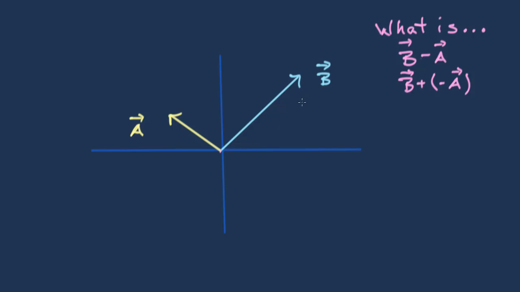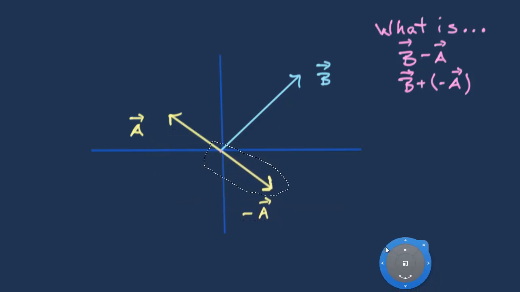There's vector b. Vector a is this. Vector minus a is the same as vector a, just in the exact opposite direction. So if this is vector a I have over here, then vector minus a is this one right there. Vector minus a has the exact same length as vector a. They're just in opposite directions. So here's vector minus a.